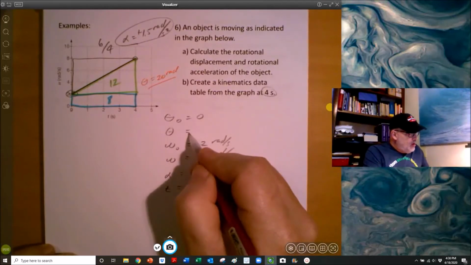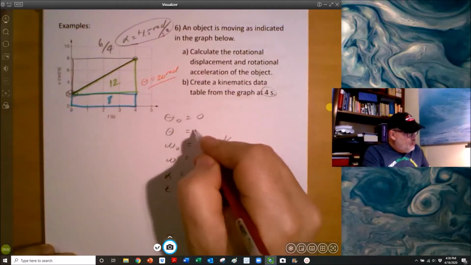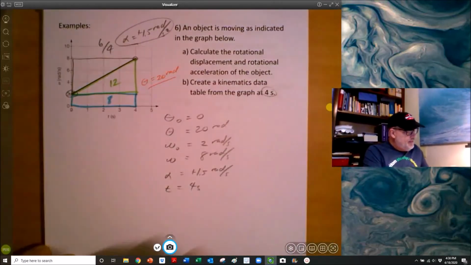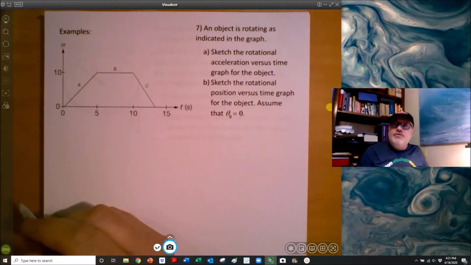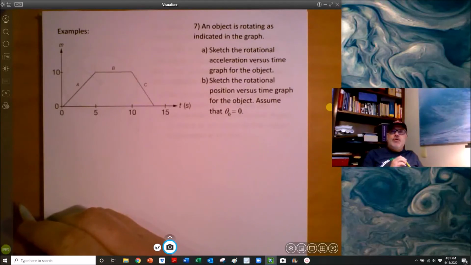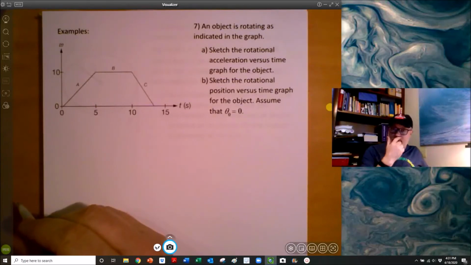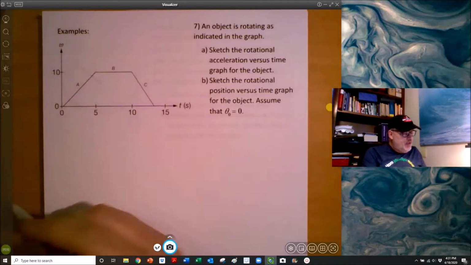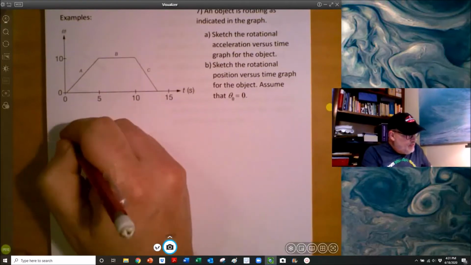And so our displacement then was 20 rads from the beginning. There we go. Question 7 wants us to find the rotational acceleration versus time graph for this object and to also sketch the position versus time graph for this object, assuming we start at a position of 0. So let's do the acceleration one first.